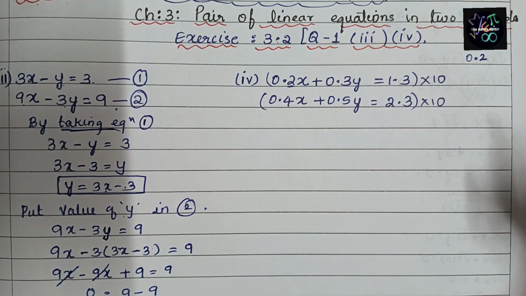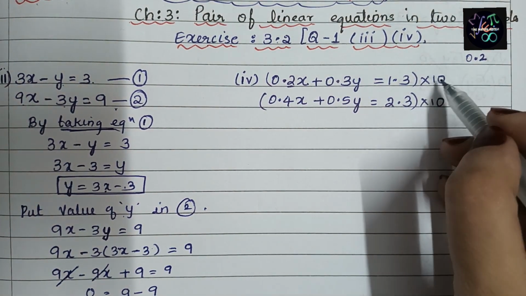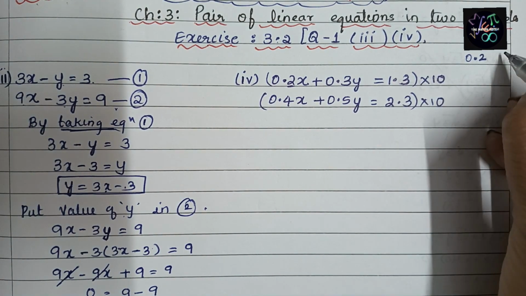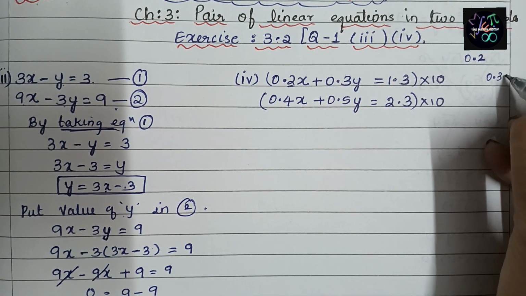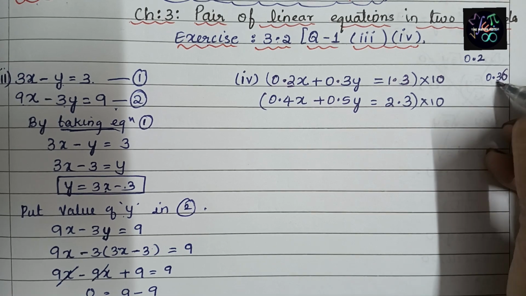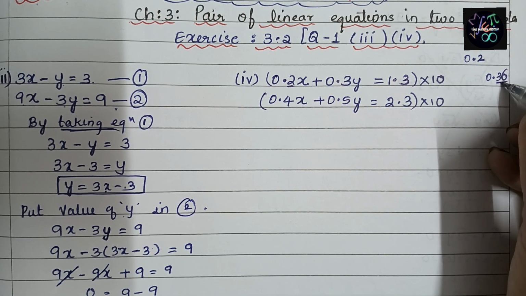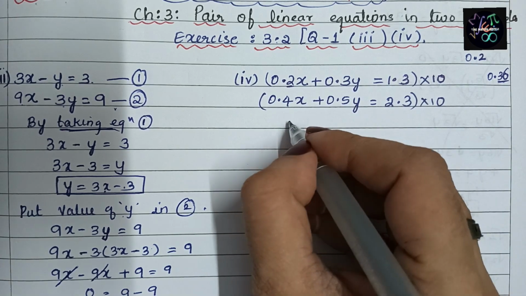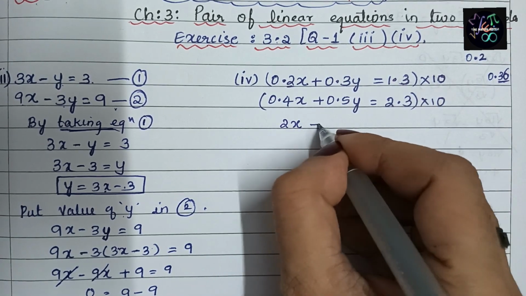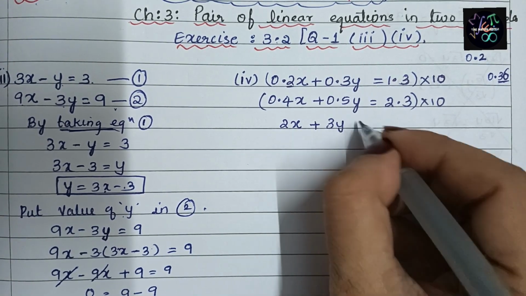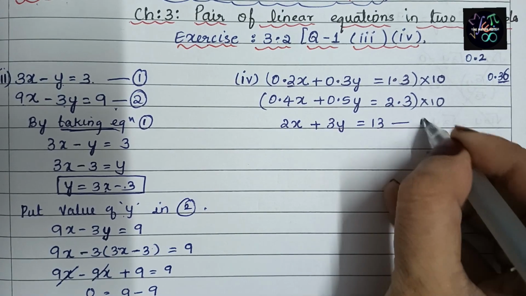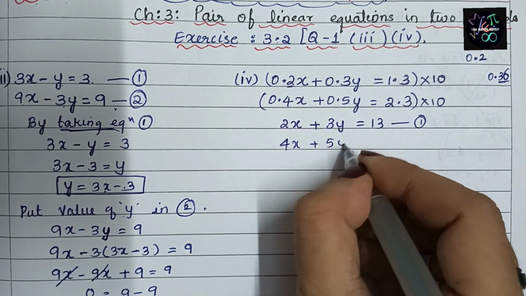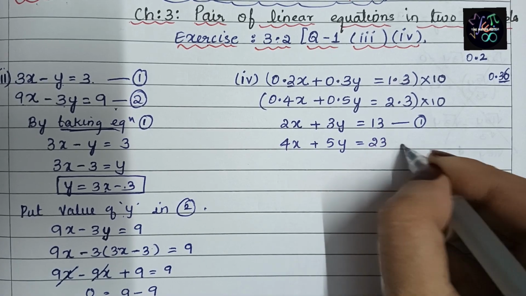Why have we multiplied by 10? After the decimal there is one digit. If there were, for example, 0.30 or 0.36, then we would have multiplied by 100 here. So after multiplication the decimal will go, that is 2x plus 3y is equal to 13. This is equation 1, and in the same way 4x plus 5y is equal to 23.